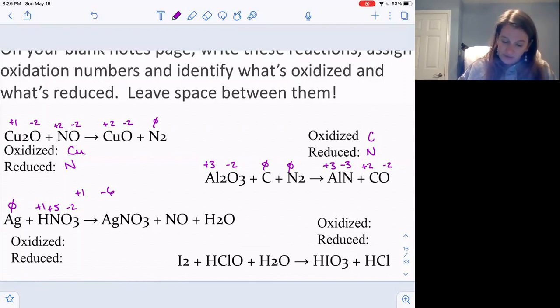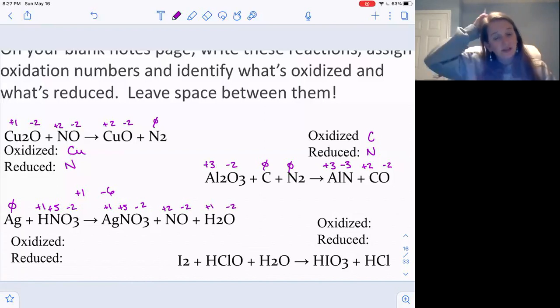Silver nitrate, the silver here is going to be +1, and the oxygen is a -2, and I've got something with a polyatomic ion. I'm going to solve the middle one last. So I've got, again, 3 oxygens, each having a -2 oxidation number, +1 with the silver, so this nitrogen is also going to be +5. This oxygen is -2, so this nitrogen has to be +2. Hydrogen's +1, oxygen's -2.